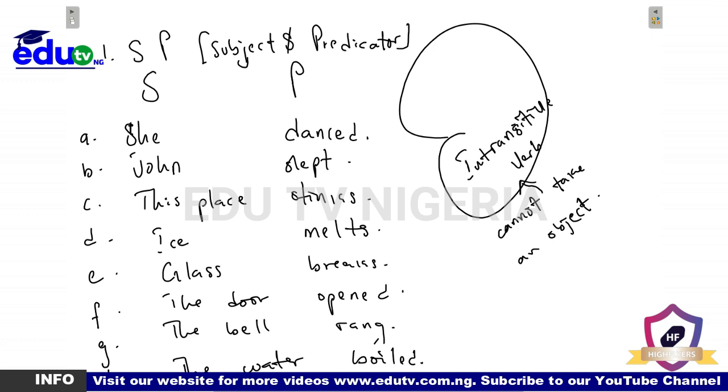You can say ice melts, but ice itself cannot melt something else. You can say the bell rang, but the bell cannot ring something. Do we understand that? So that's what I mean by an intransitive verb. It cannot take an object.